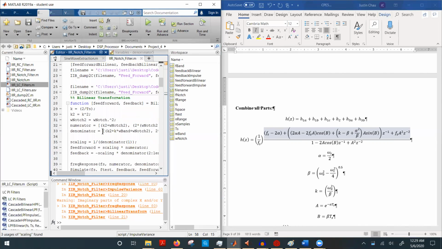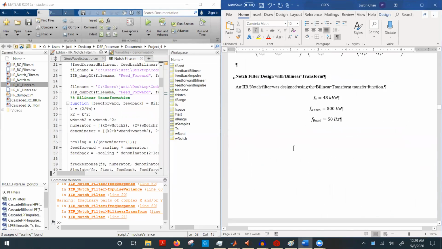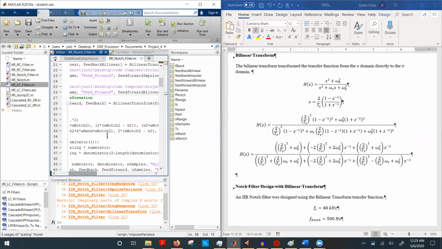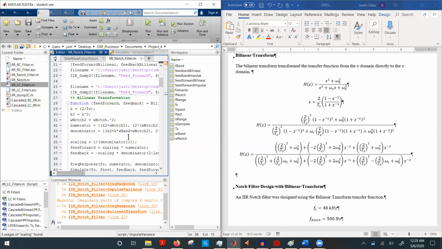So for the bilinear transformation, just like I was talking about earlier, it's a lot simpler. You just perform this substitution and then do all the math necessary. So this down here is what I've implemented based on all the algebra. So you see this K2s, which is K squared plus W notch squared. And then all these coefficients are inside this coefficient matrix. And then in the denominator.